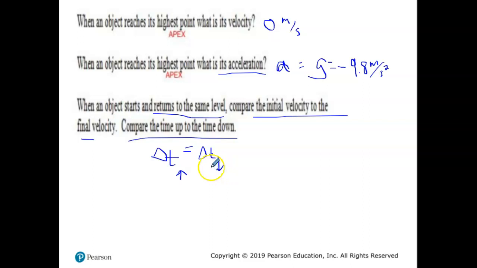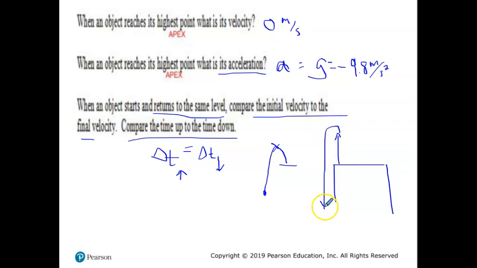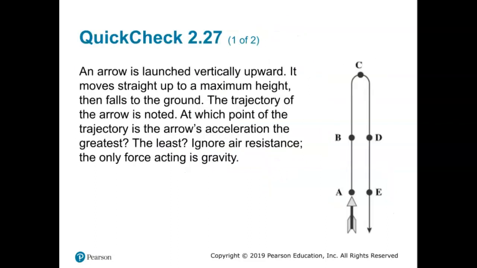So if it returns to the same level. Now, if it's not returning to the same level, like if we throw something up and it lands on something and stops, this time up to the apex is not equal to the time down. Or if we were standing on a cliff and we threw something up into the air and it fell further down, that isn't going to be the same time either. But if it's returning to the same level, their speeds are the same, and the time up and the time down are also the same. All right, so let's check a couple questions.